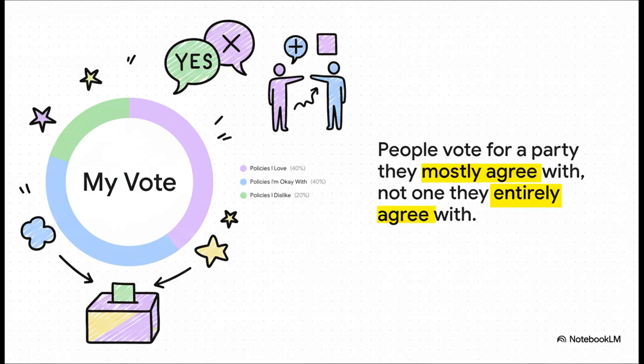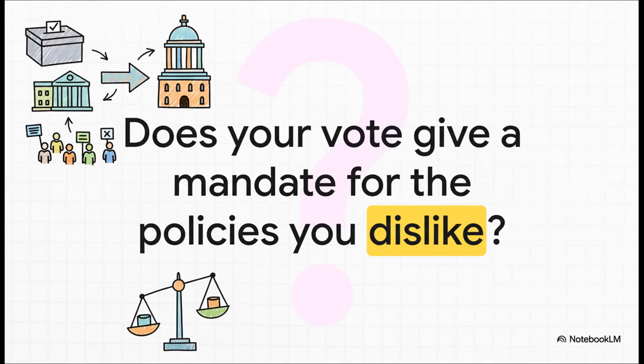No way. And this is the reality for pretty much all of us, isn't it? When we go to vote, we're picking the party we mostly agree with. You probably love a bunch of their policies, you're kind of meh on some others, and then there's that 20% that you actively dislike. You're making a trade-off, picking the best option you can from a limited menu. So this leads us to the million-dollar question. By casting your vote for that party, did you also give them a mandate to push through that 20% of policies you can't stand? This is the central puzzle of mandate theory, and it gets complicated really, really fast.